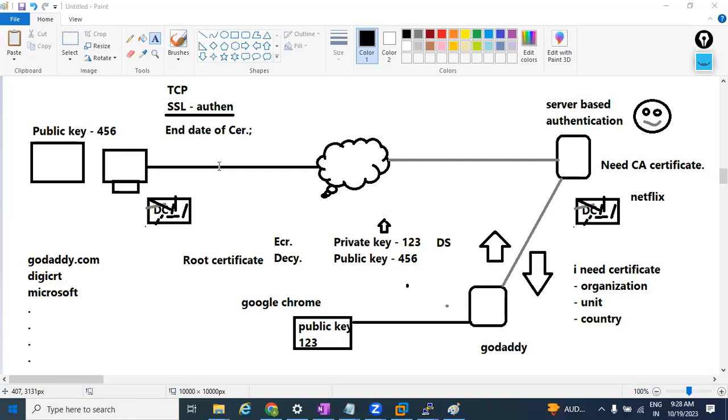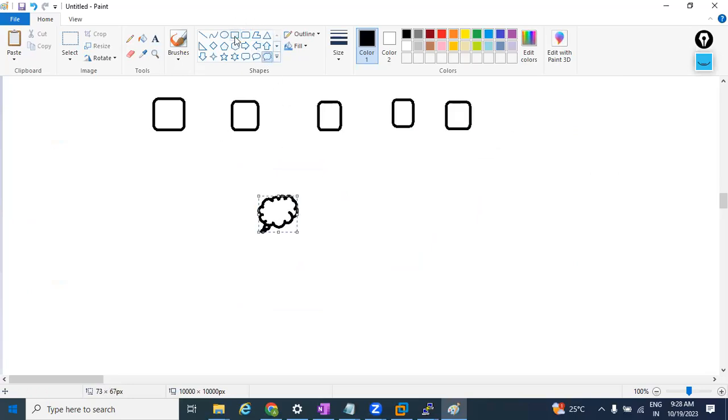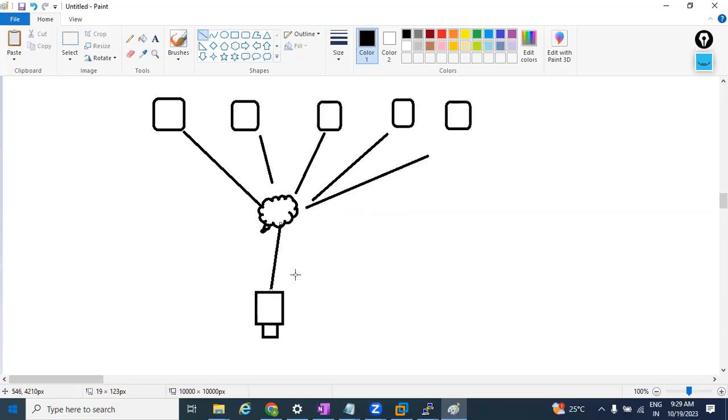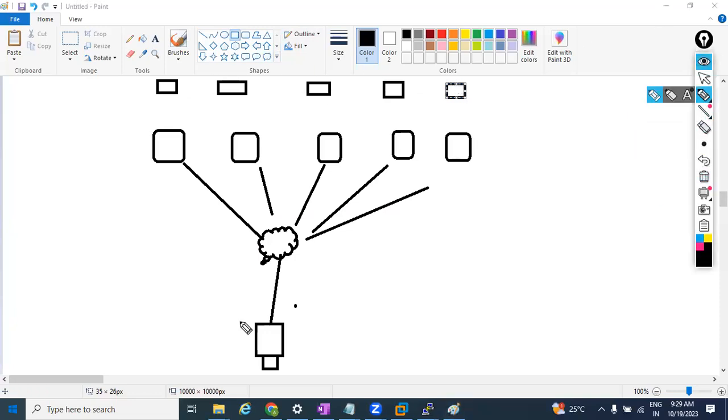Okay, so this is done. Let's consider we have Netflix, Prime, Hotstar, and GoDaddy. This is the internet, and this is my PC here. All are connected with the internet. I'm also connected with the internet. They would get their digital certificates from different organizations. For example, one is from GoDaddy, one is from DigiCert and all. And their public keys would be stored where? Into my system.